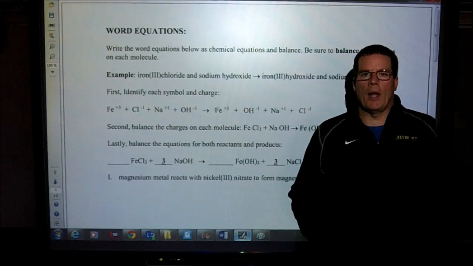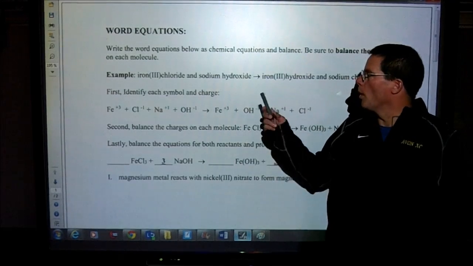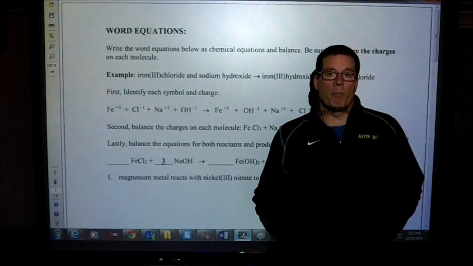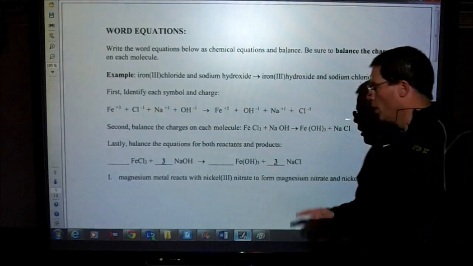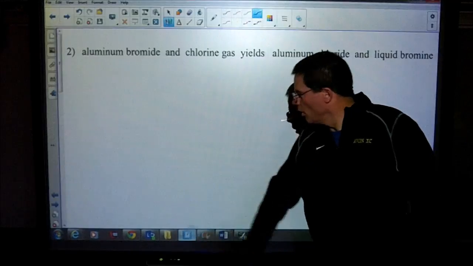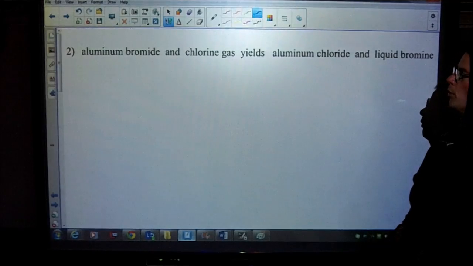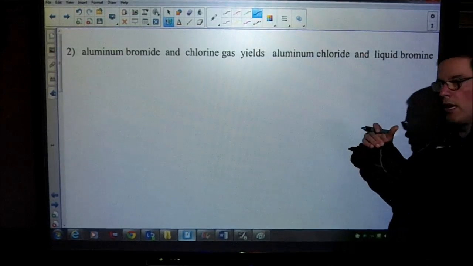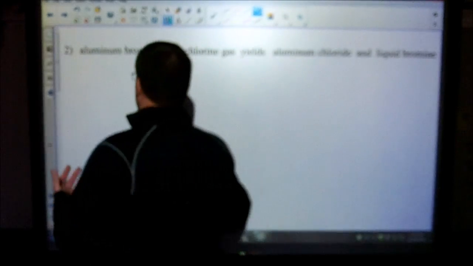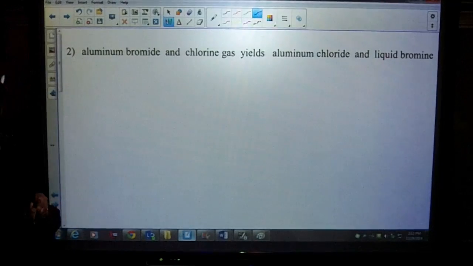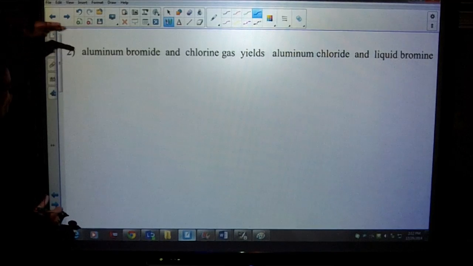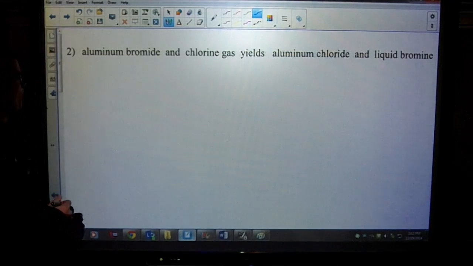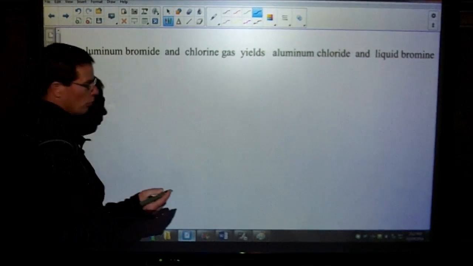I'm Mr. Craig, and I want to work out the even questions for balancing word chemical equations. So let's go right to the questions. So question number 2, and again, just like from the examples, be sure that we actually change this into the correct chemical equation. And what that means is we need to change the word form into a chemical formula, if that's what it was looking for.